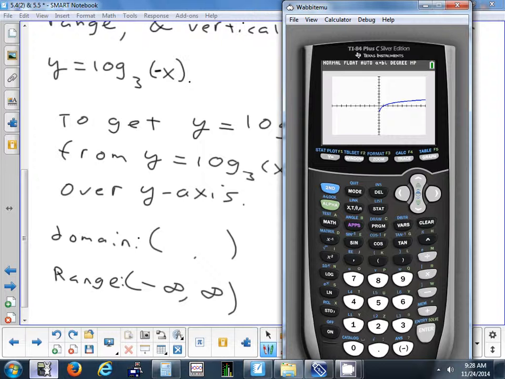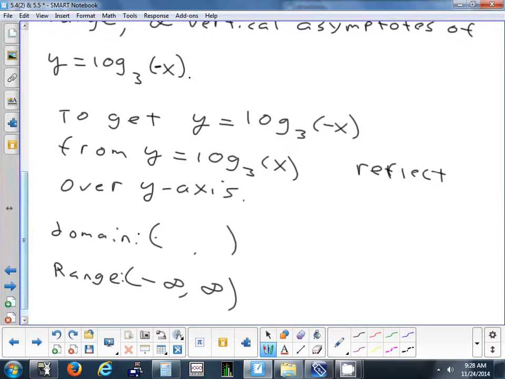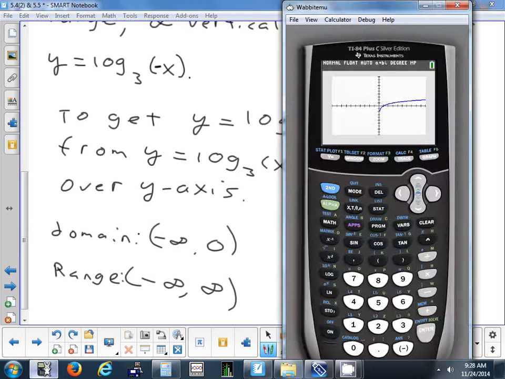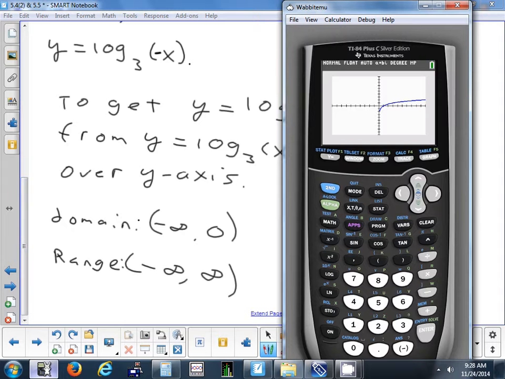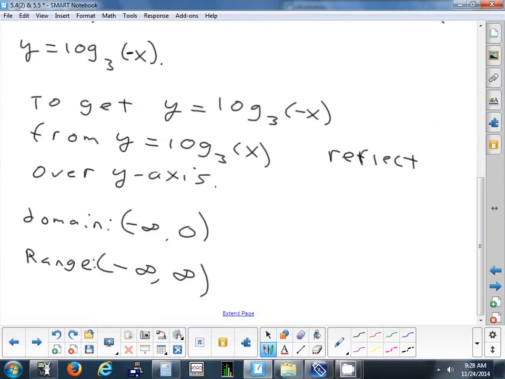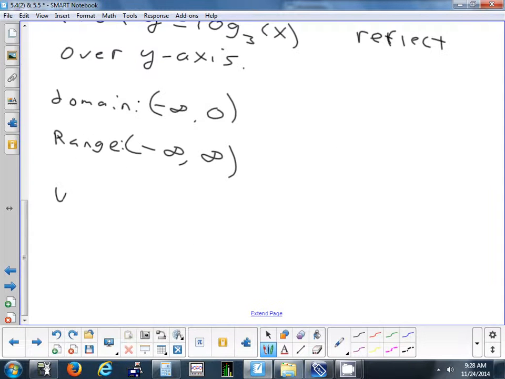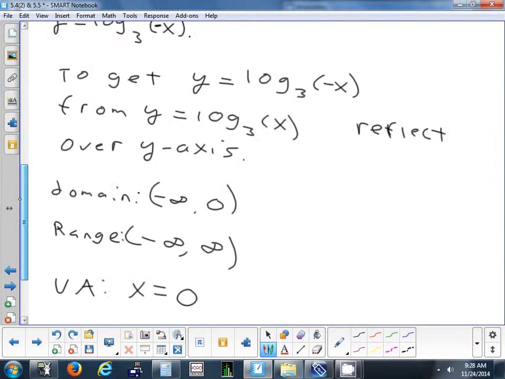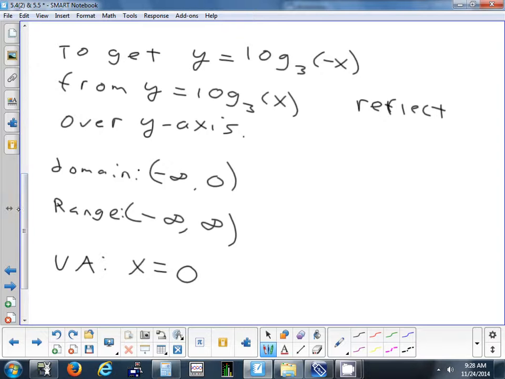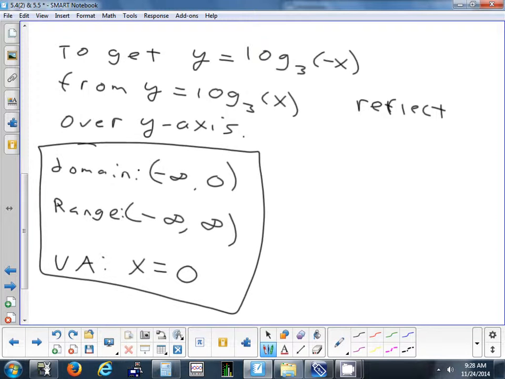Anyone else think they can give me my new domain? Just picture that being flipped over to the other side. Yeah, go ahead, Josh. So when you say your bound, always put the smaller number that's further to the left. Yeah, negative infinity to 0. Okay, where's my vertical asymptote this time? Well, the vertical asymptote stayed right where it was. It didn't move. It's still the y-axis, or the line x equals 0. That's it. That's everything they want. Any question on that?